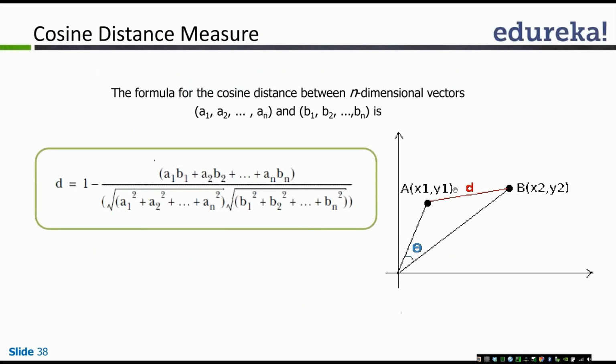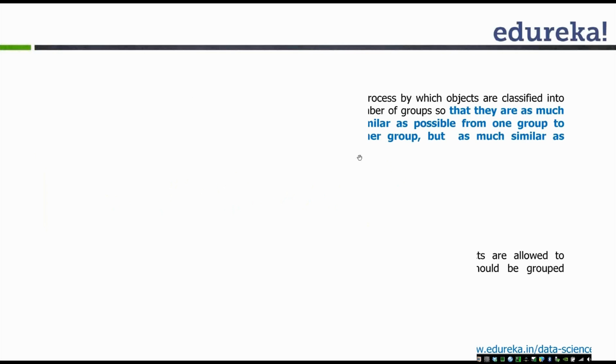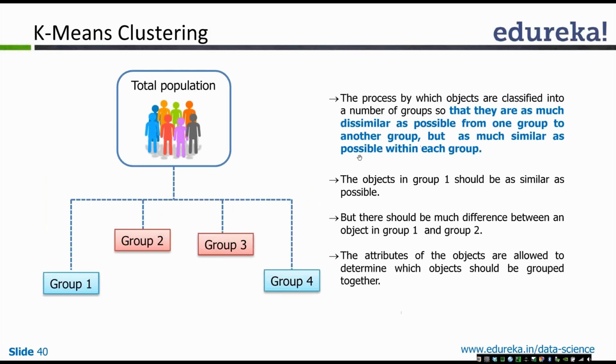Like if you have string data, for example, you will not use something like these measures, but you will use something called a Hamming distance or an edit distance. Depends on the data, your distance measure will also change. Okay?